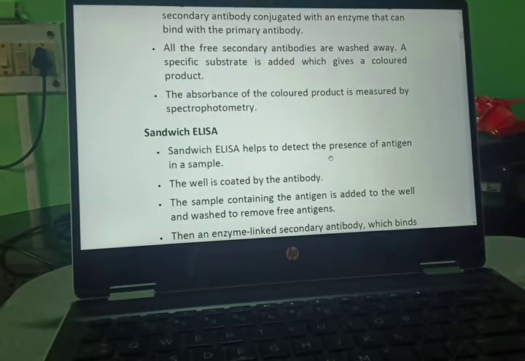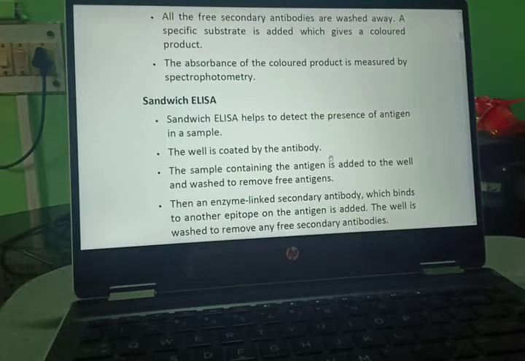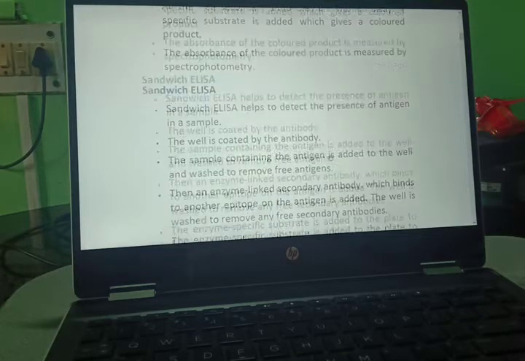All the free secondary antibodies are washed away. A specific substrate is added which gives a colored product. The absorbance of the colored product is measured by spectrophotometry.